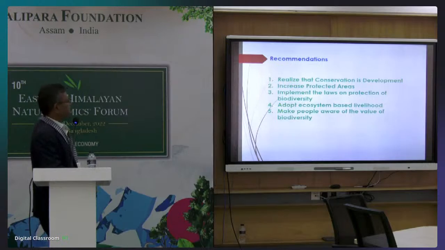We should realize that conservation is development, increase research, increase protected areas, implement the laws on protection of biodiversity, adopt ecosystem-based livelihood, and make people aware of the value of biodiversity.